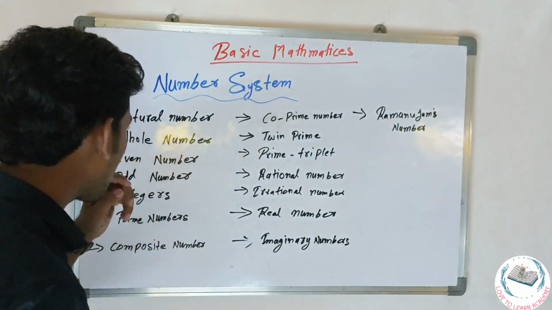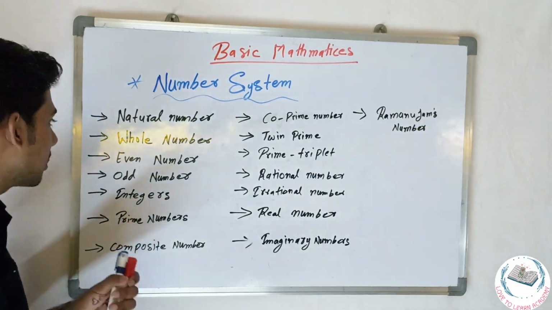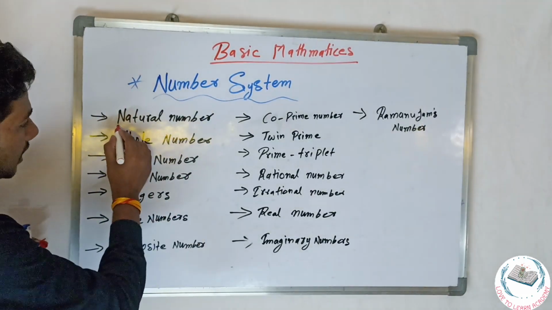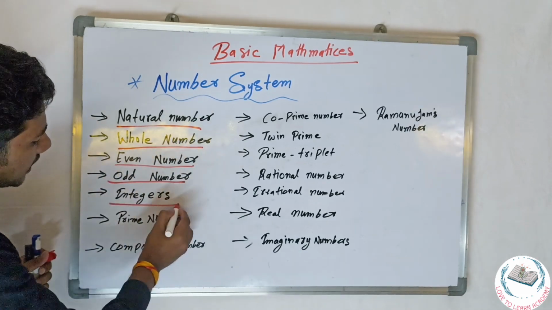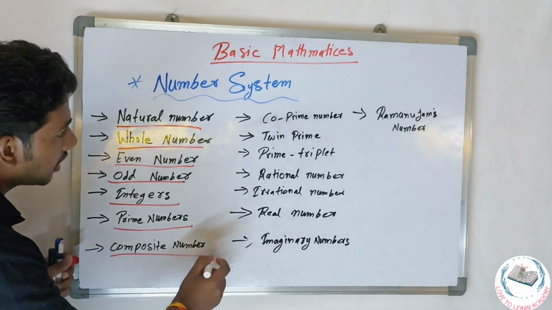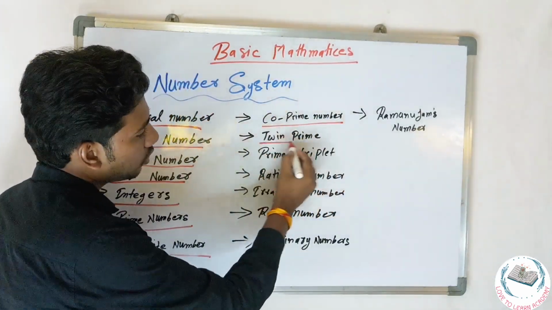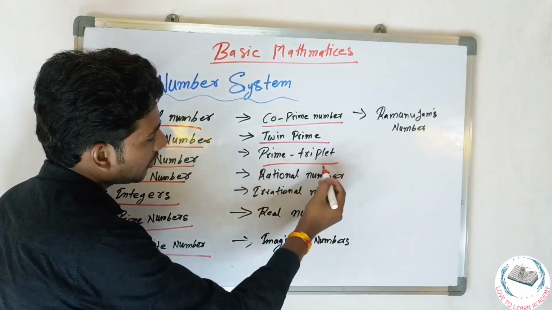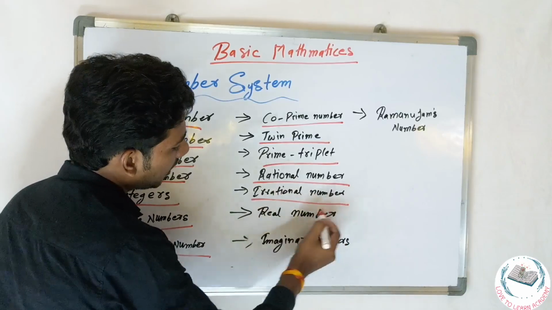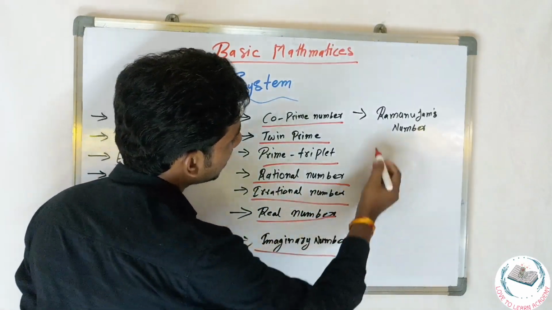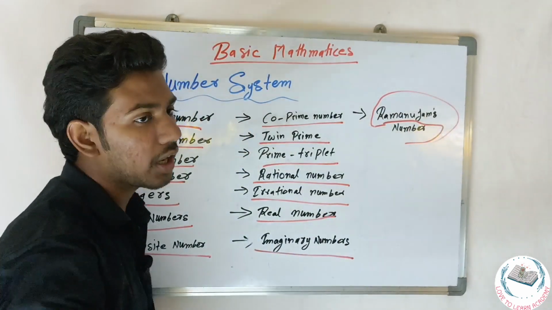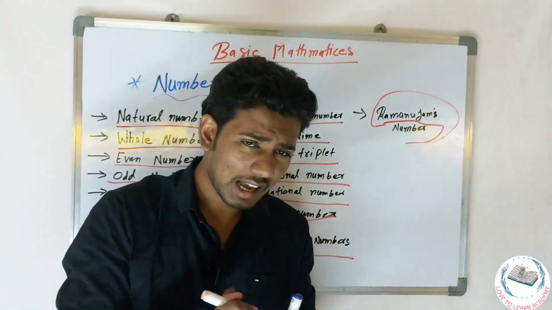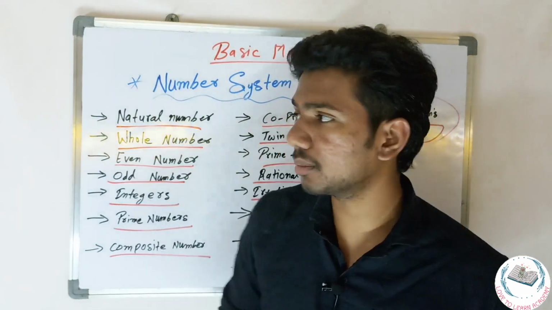If I talk about number systems, it includes natural numbers, whole numbers, even numbers, odd numbers, integers, prime numbers, composite numbers, co-prime numbers, twin primes, prime triplets, rational numbers, irrational numbers, real numbers, imaginary numbers, and Ramanujan's numbers.